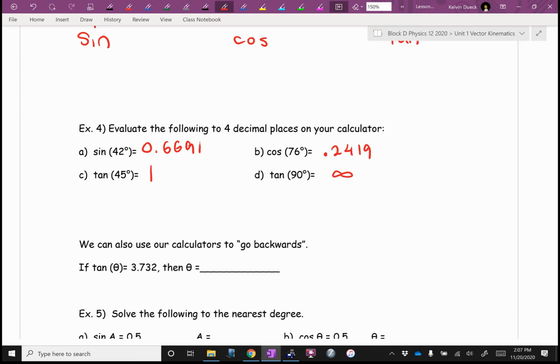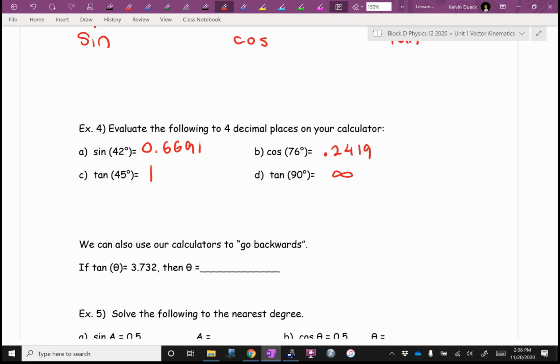You also learned not only can your calculators go forwards, if I give you the angle, you can tell me the trig function. You can also go backwards. I can tell you the trig function value, and you can give me the angle. So suppose I told you that we had hit the tangent of a mystery angle, and our calculator told us the answer was 3.732. Who remembers, how do you go backwards and find an angle?